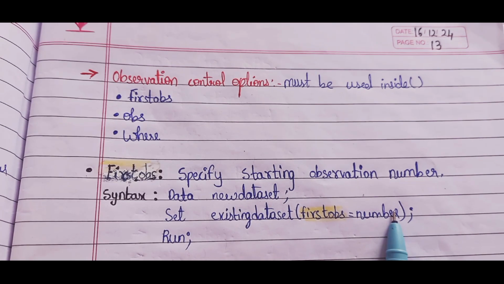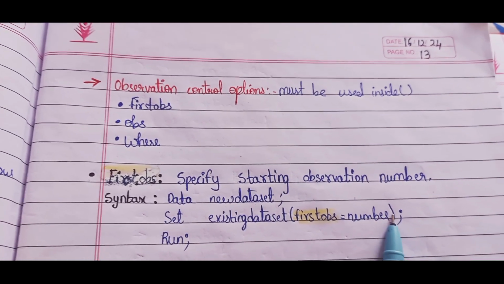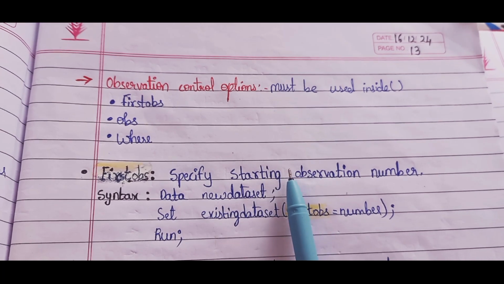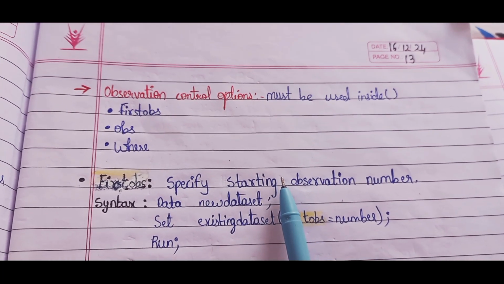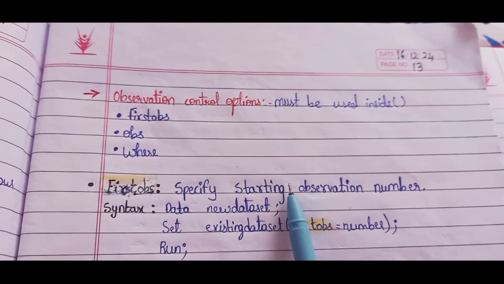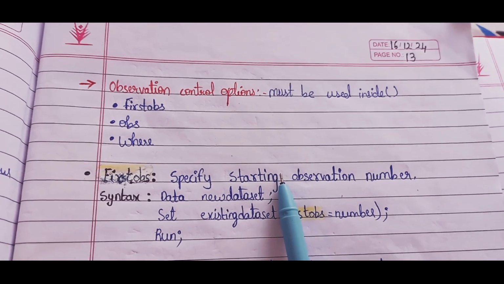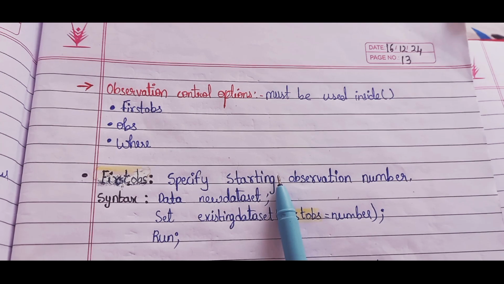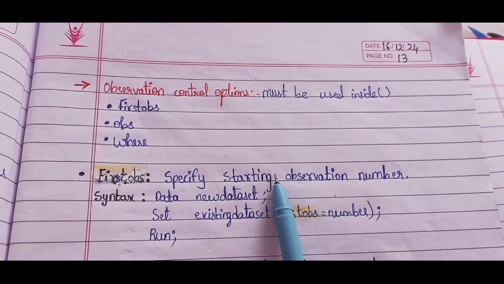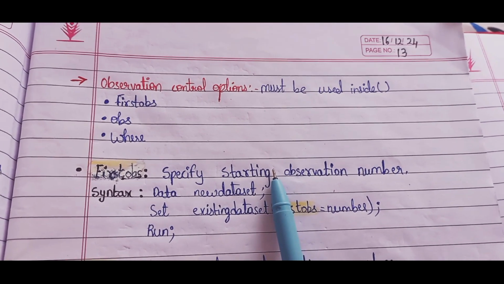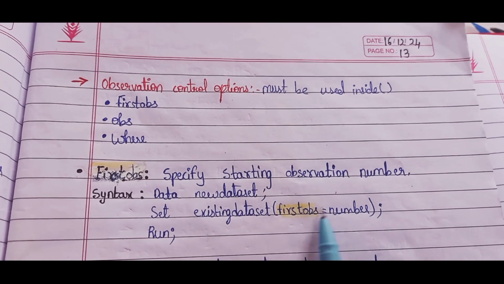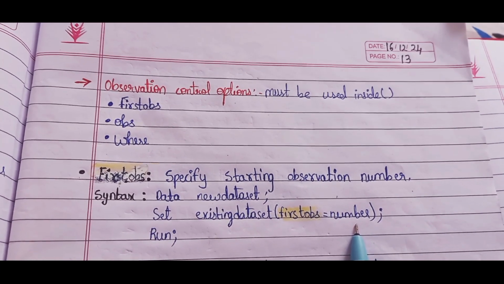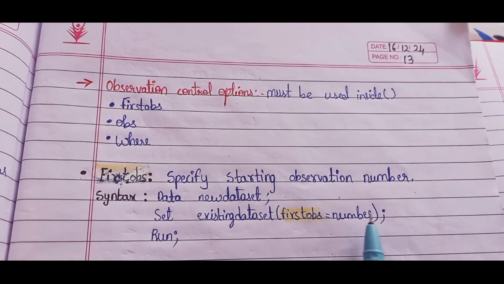In my data set, I have 10 observations. First OBS means what? Specifying the starting observation. I want only 5 to 10 observations, from 5 onward. For that purpose, we'll use first OBS equals number, so it will print from 5 to the last observation number.